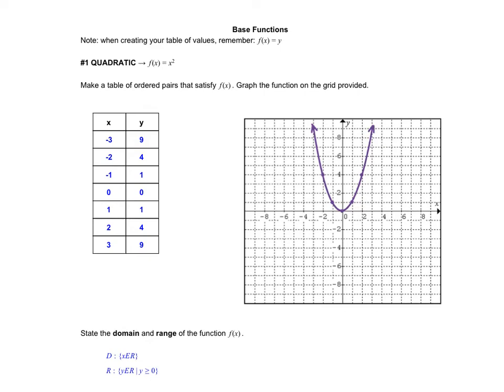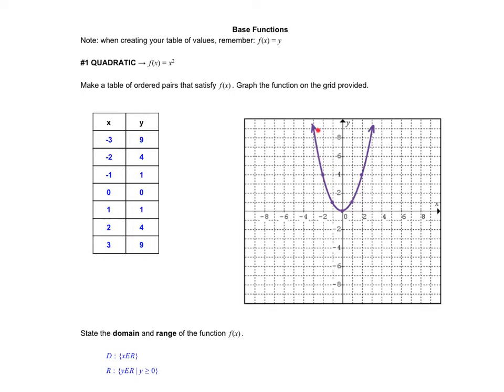In this video, we will look at 6 main base functions that we will be transforming. The first of those functions is our quadratic, which has the equation f(x) = x squared. In my table of values, I chose values from -3 to 3, and our function tells us take the x coordinate and square it. And I want you to remember that all negative numbers, when they're squared, become positive.